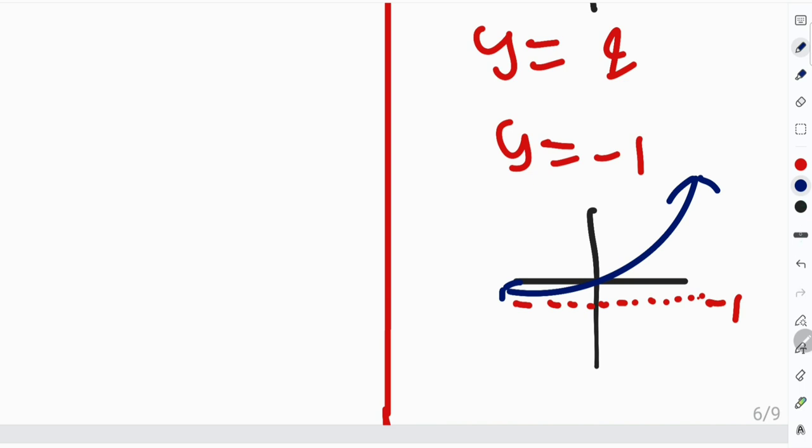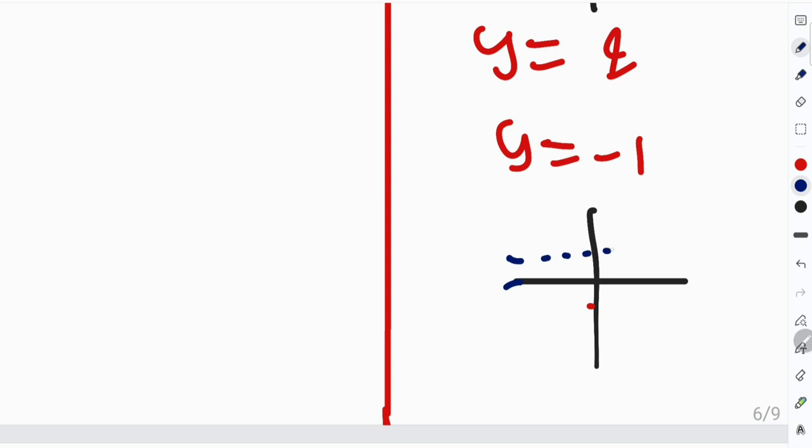Now another thing is that it can change. What I mean is my asymptote can change. It can come here, it can become 1, and then my exponential graph can be here. But you see, this is only vertical, so it's only limited vertically, because my asymptote is only horizontal.